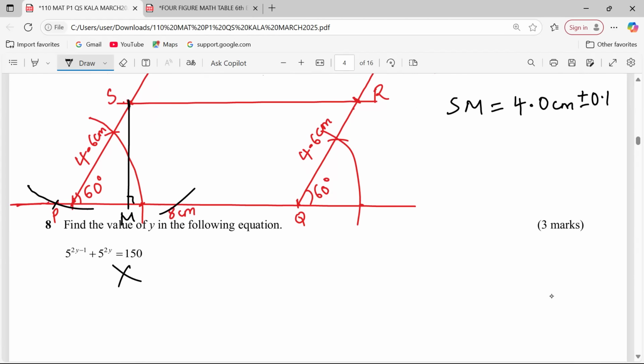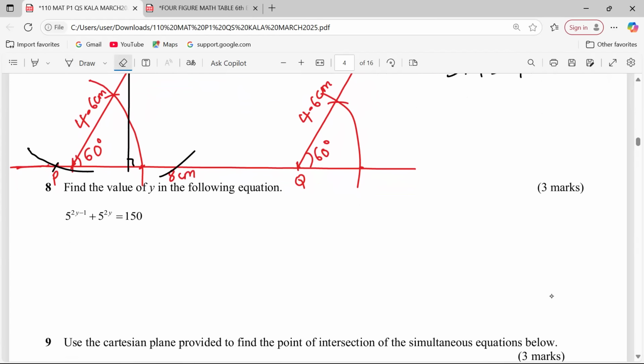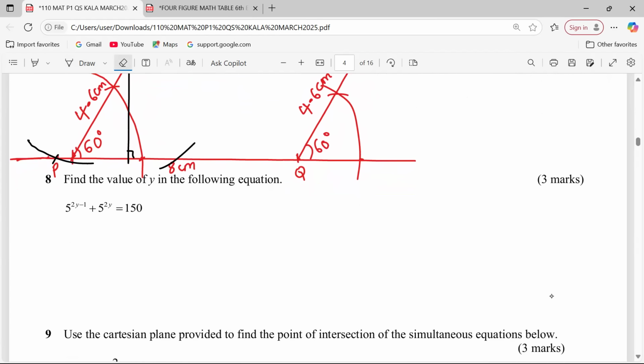Now we proceed to the next question, right? This is number 8. What are we told in number 8? To find the value of y in the following equation: 5 power 2y minus 1, plus 5 power 2y, equals 150. This is a very good equation from indices. You're supposed to be solving it very carefully. Very carefully. Look at this.